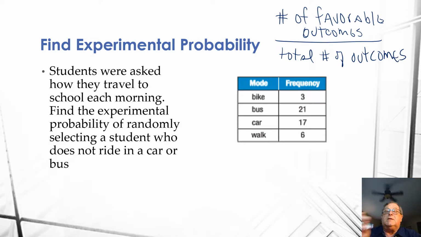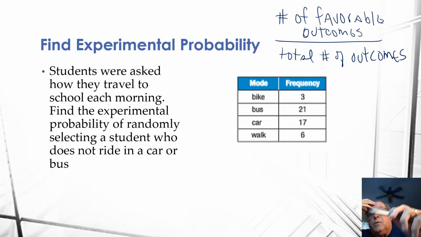All right, let's attack our little problem here. Students were asked how they travel to school each morning, so we're doing a survey. And it says, find the experimental probability of randomly selecting a student who does not ride in a car or a bus. Well, the first thing I really want to do is find out how many total outcomes, or how many students did we actually talk to.